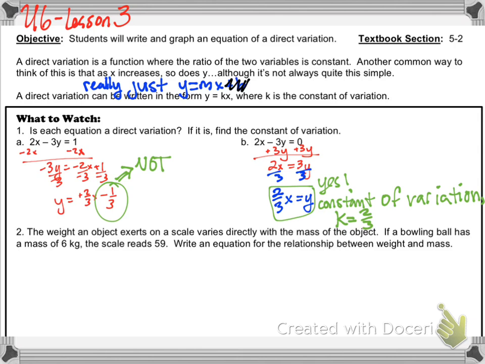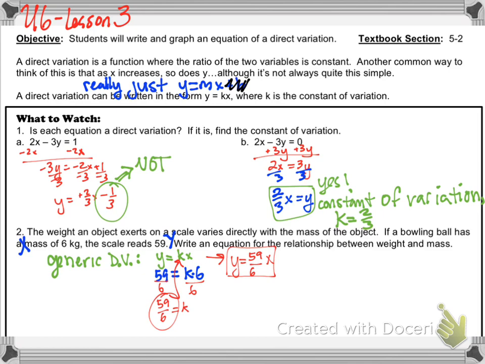So for my next one, I actually have given some values here. All right. So our generic direct variation equation looks like this. And then if I figure out what my x and y are, well, the scale depends on the mass, so x is my independent, x is the mass, and the scale reading which depends on it is the y. Just substitute those values in, solve for k, plug her back into the equation, and we are done.